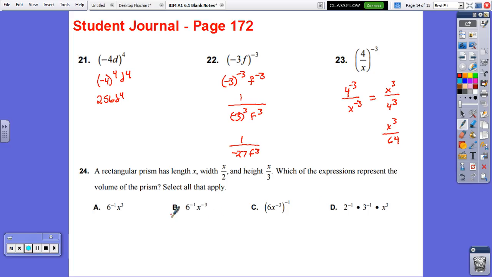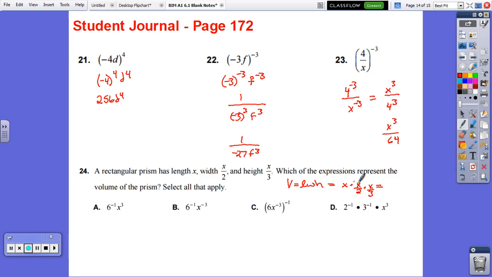All right, and this is number 24 on your student journal. So it says a rectangular prism has a length x, a width x over 2, and a height x over 3. Which of the expressions represent the volume of the prism? And select all that apply. So the volume is going to be length times width times height. So we're going to take x times x over 2 times x over 3.